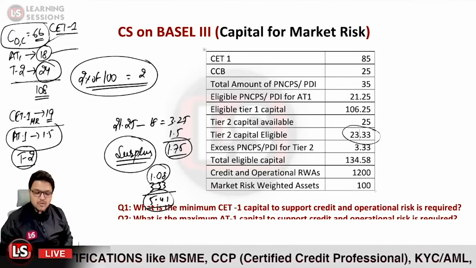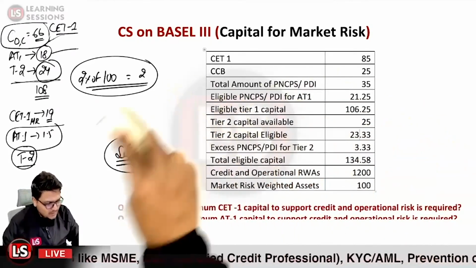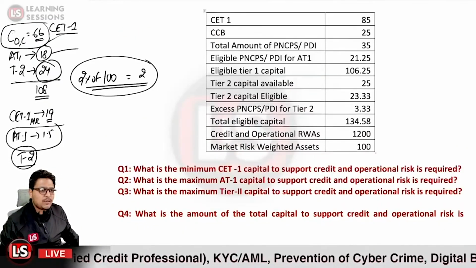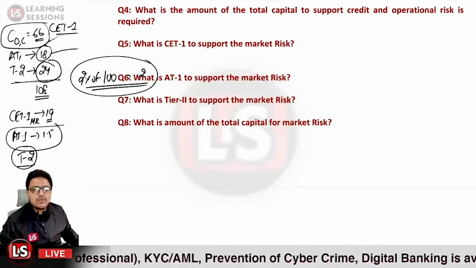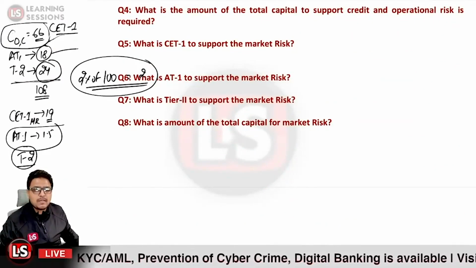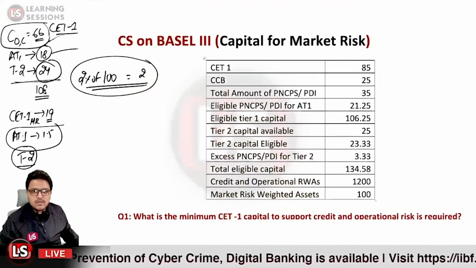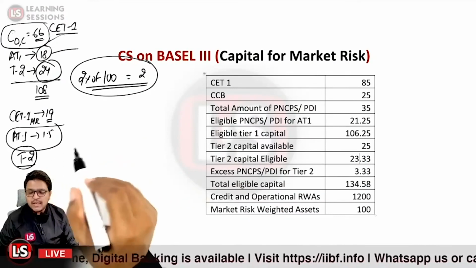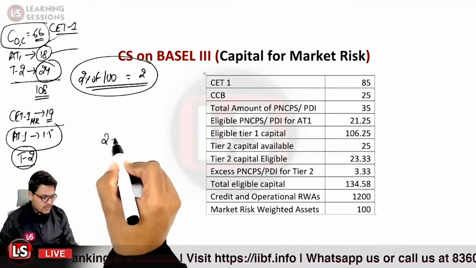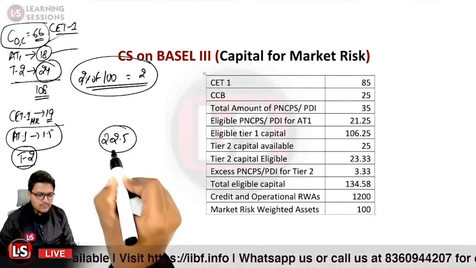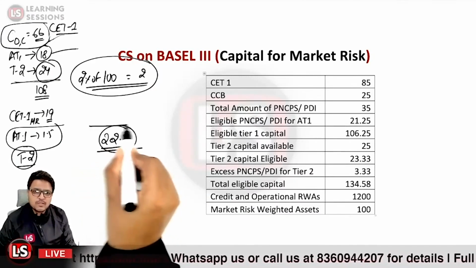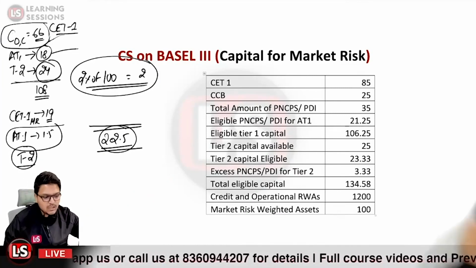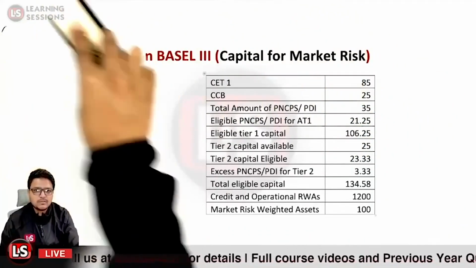Is that clear? I hope you have understood the concept related to it. And further, what is the amount of the total capital for market risk? That would be 19 plus 1.5 plus 2, which is equal to 22.5. So 22.5 is the total capital to support the market risk. That would be the answer.